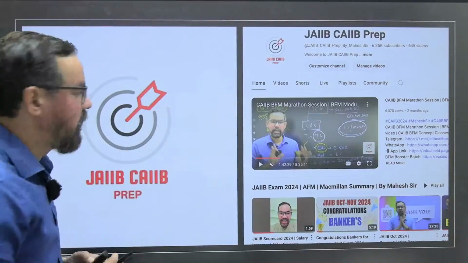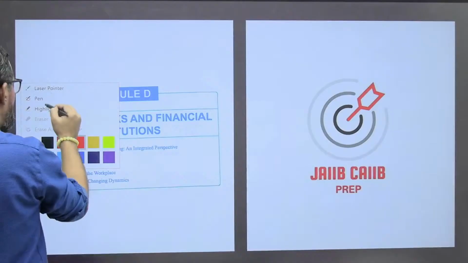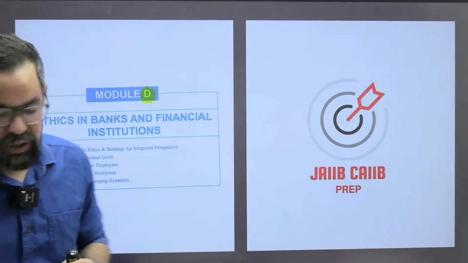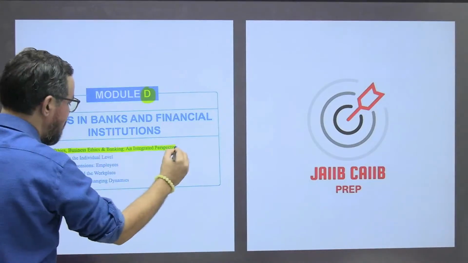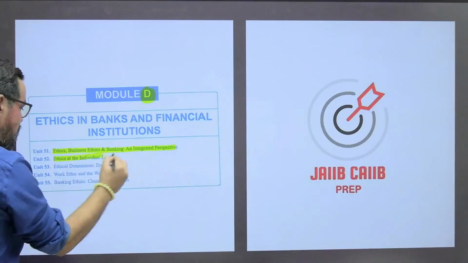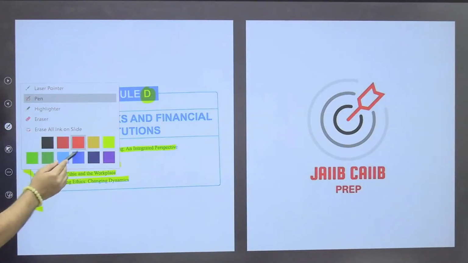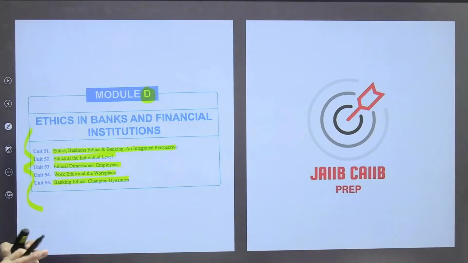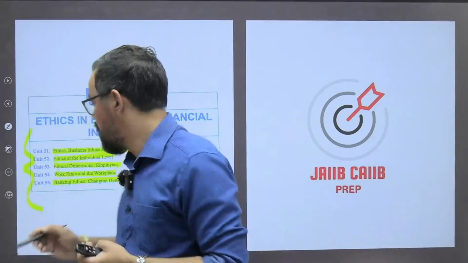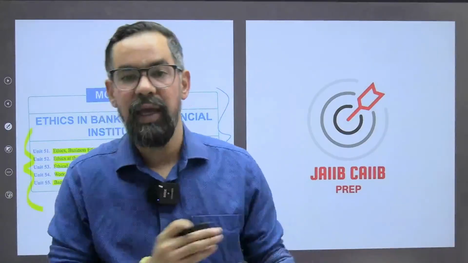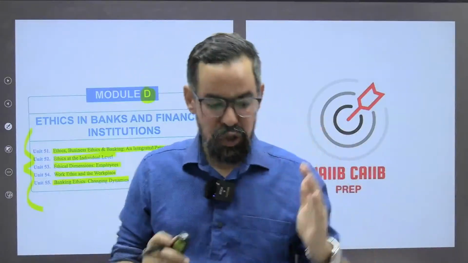So guys, in this particular session, we are going to discuss our Module D, which is a very small one. On an average, 7 to 8 marks of questions you may face from this one, which includes ethics, business ethics, and banking and integrated perspective, ethics at the individual level, ethical dimensions, employees, work ethics and workplace. Then we have banking ethics, changing dynamics. These are the units, and we do not have any sort of segregation. All units have equal weightage, so almost one or two questions from each and every individual topic you might face in your upcoming examination. Mostly questions will be for half marks and 1 mark. So there are 10 to 12 questions for 7 to 8 marks, and most of the questions will be for half marks and 1 mark.